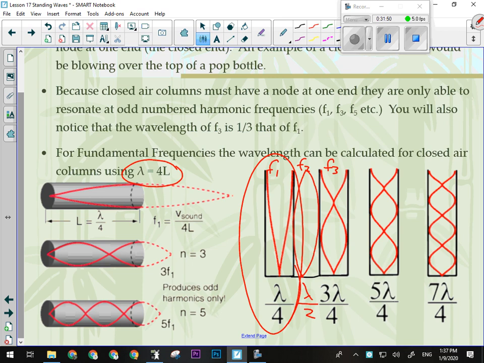They give you information about the fundamental frequency and ask you to work from there so that you can use that formula. Okay? Now, could you figure it out if they gave you F3? Yes. You just have to know that there's 3/4 of a wavelength in there instead of 1/4. But most questions will allow you to use this formula for the fundamental frequency. All right. Any other questions about the closed air columns?